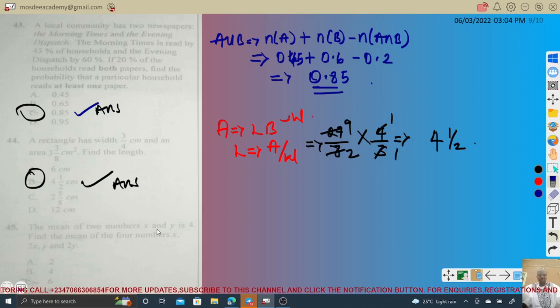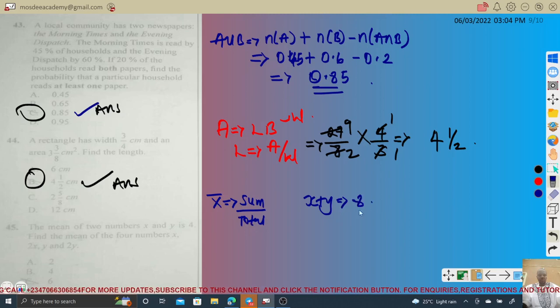The mean of two numbers, x and y, is 4. Now, let's just do that, what I explained the other time. The mean of numbers is the sum of the numbers over the total number. So I just need the sum of each of them. The sum of these two numbers, x plus y, is the product of the mean times the total number. There are two numbers, 2 times 4, 8. I hope you understand. The mean of 4 numbers: find the mean of 4 numbers, which are x, 2x, y, and 2y. For the second statement, I want to get the sum also.